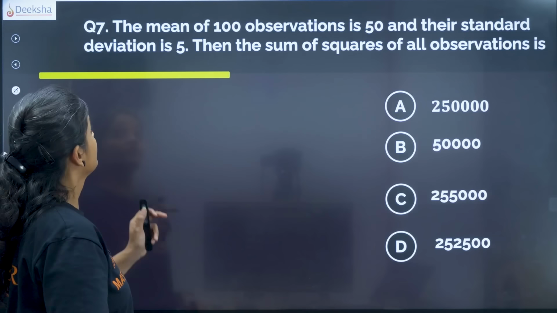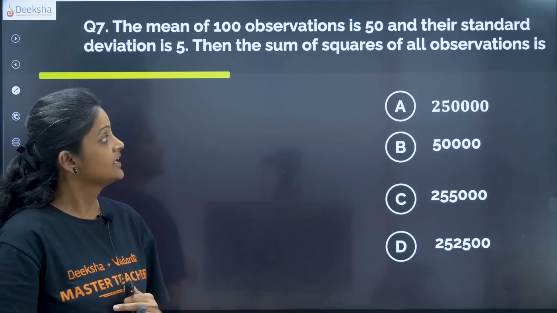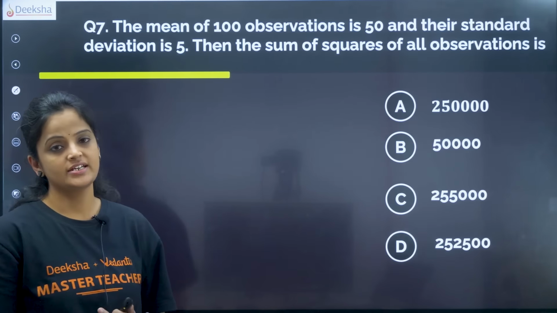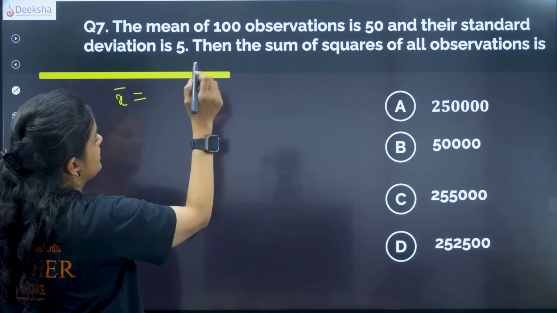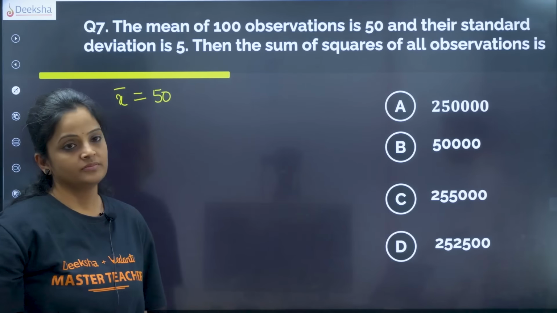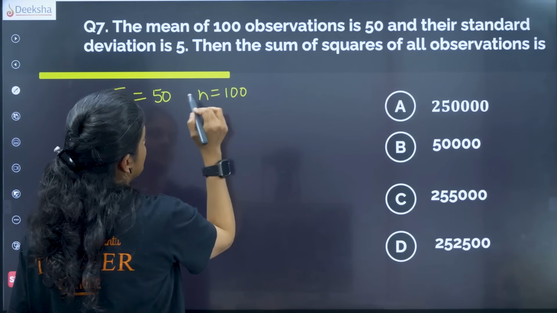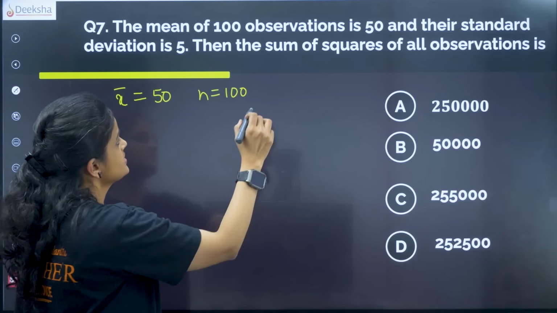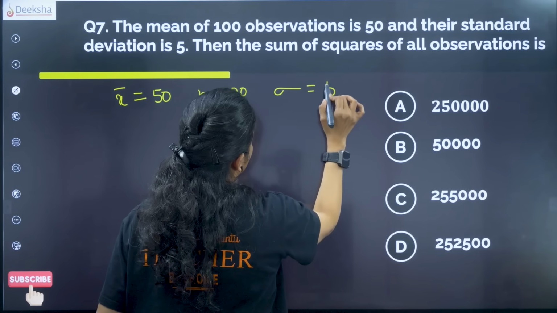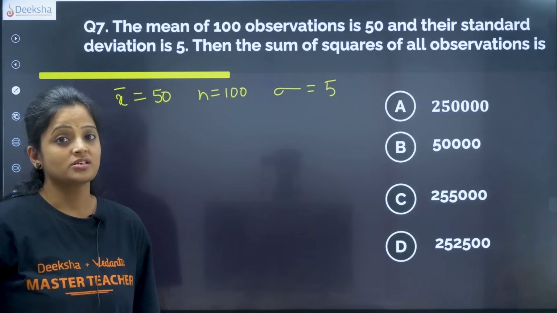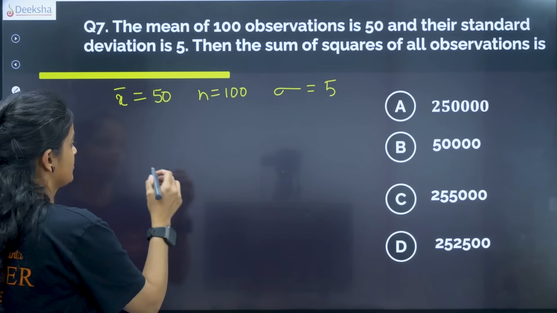Okay, minimum. The mean of 100 observations is 50 and their standard deviation is 5. So what will be the value of n? 100, right? Mean is 50 and n is 100. Standard deviation will be 5. What they are asking you is the sum of squares of all the observations.